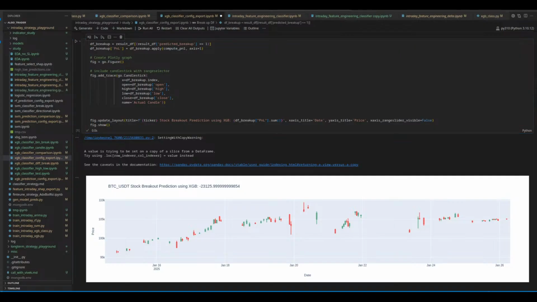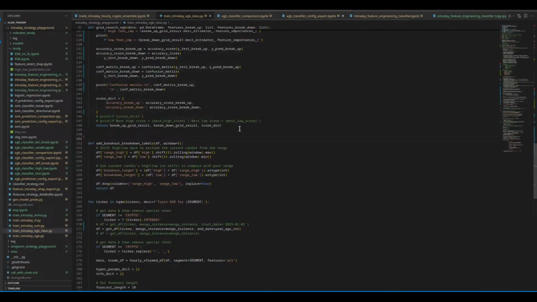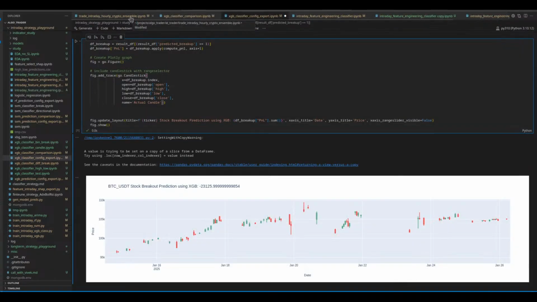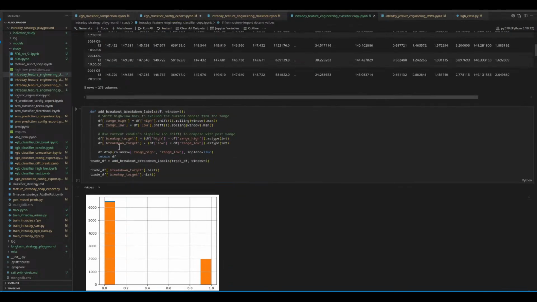Or maybe I can ask ChatGPT if I can directly use the code that I'm using to create correlations. That also seems like a good idea. Let me try it out. Where am I generating the correlations? Okay, this was the trade. Intraday feature engineering.